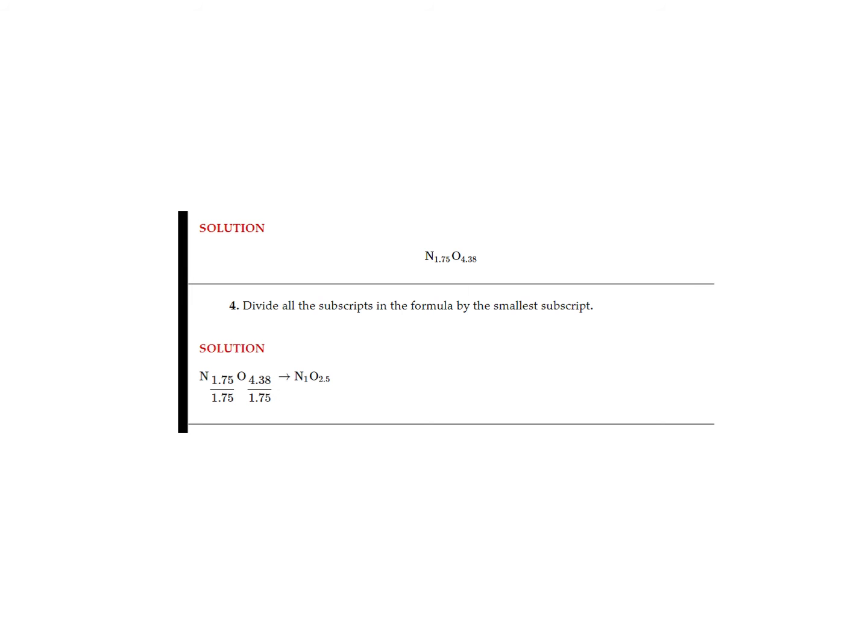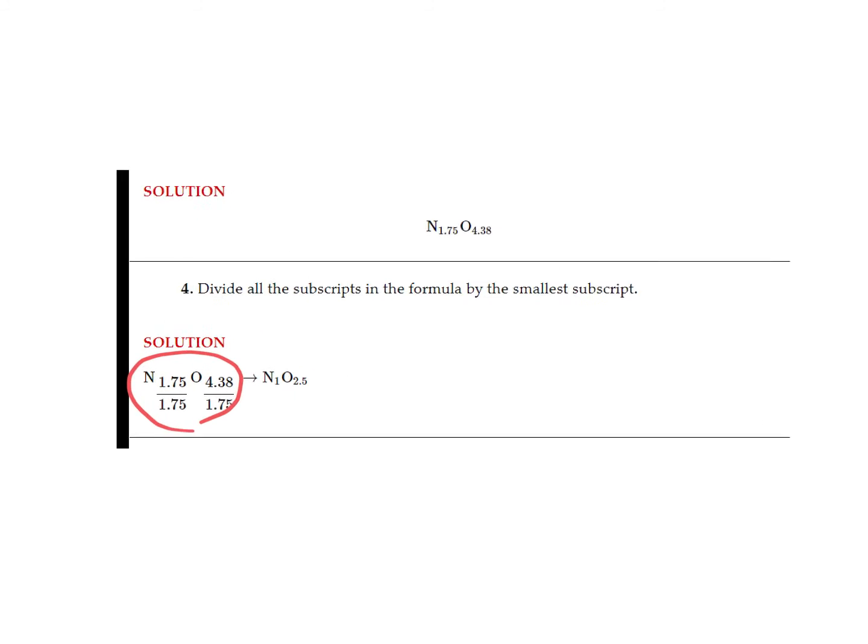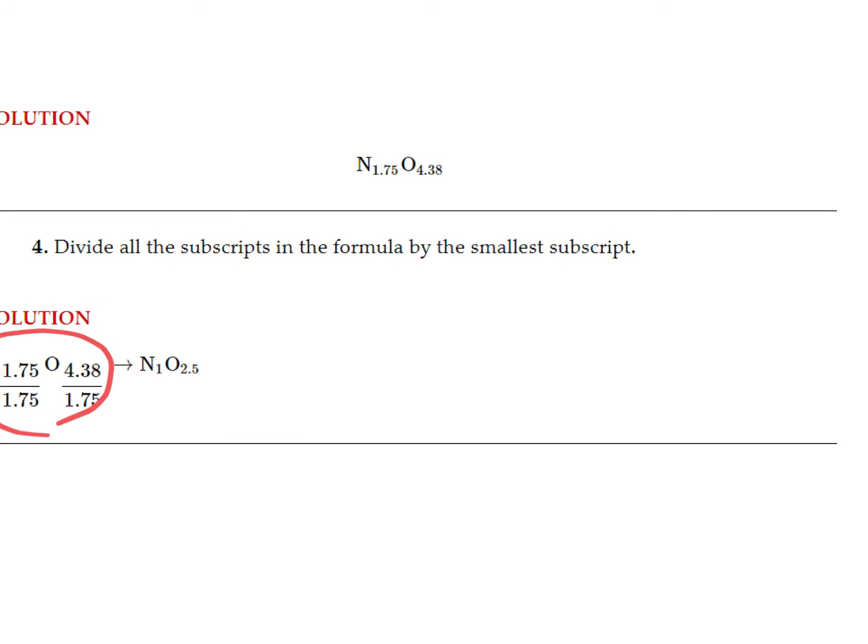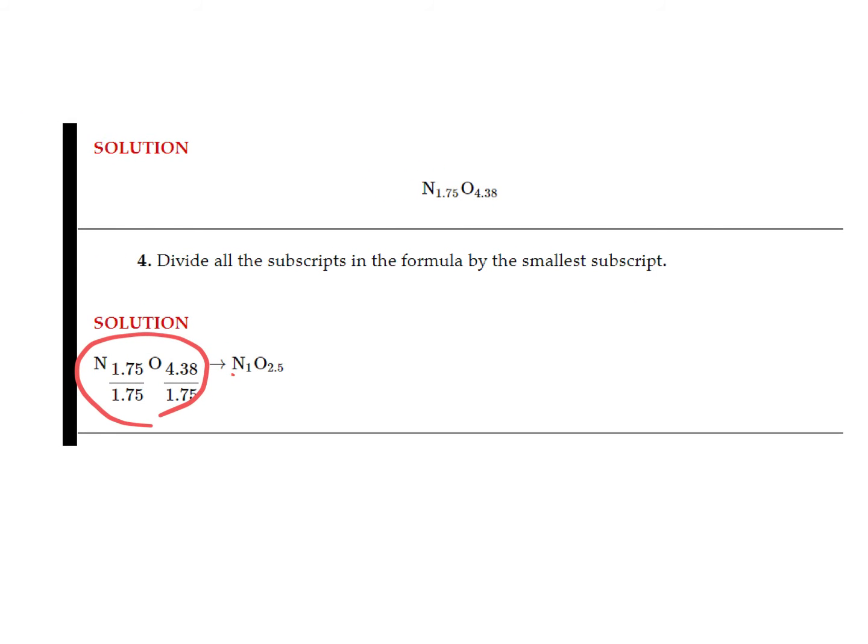So when you do that, let me zoom here. Okay, when you do that, you get N1O2.5, right? Based on just your experience working with numbers, can anyone tell me how I can get rid of 2.5 and make it a whole number?